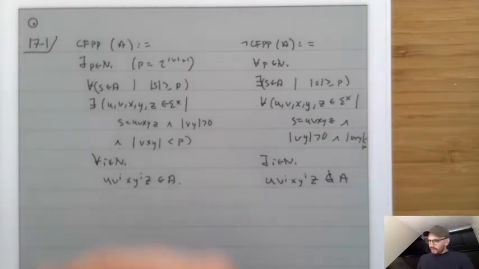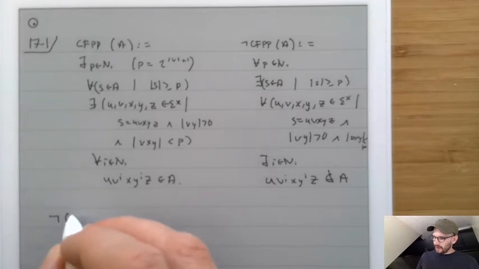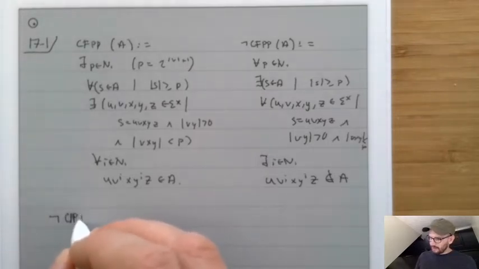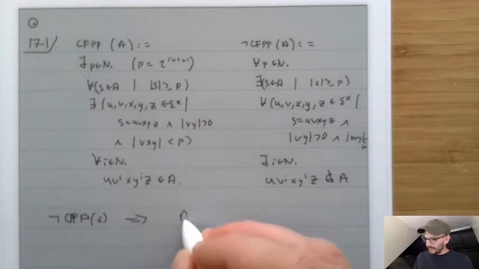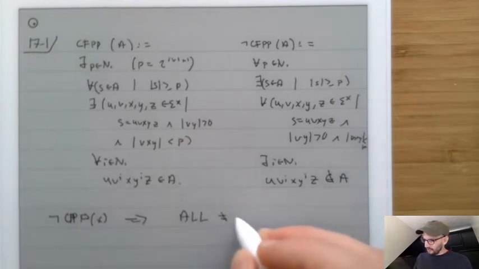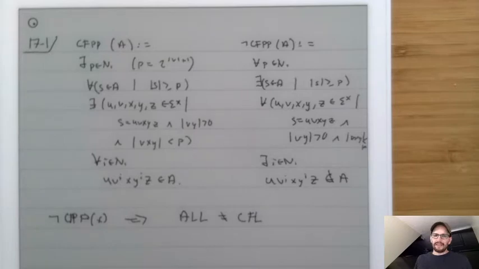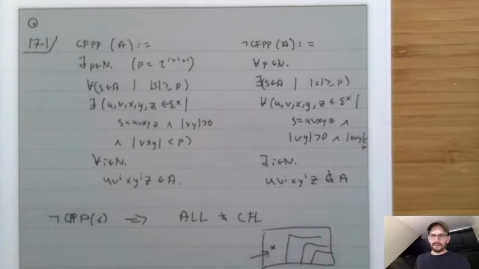And what this will do, if we prove not CFPP on some language X, then that will imply that the set of all languages is not equal to CFL, and thus, if we look at our little picture, there's something right there. There's something outside of CFL.